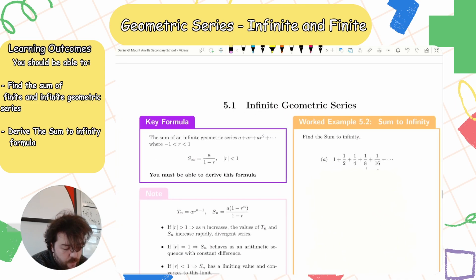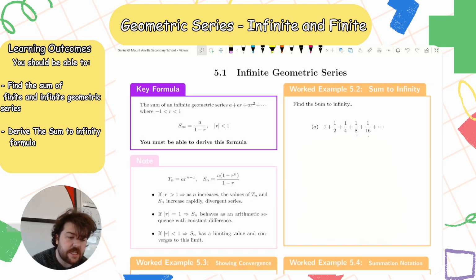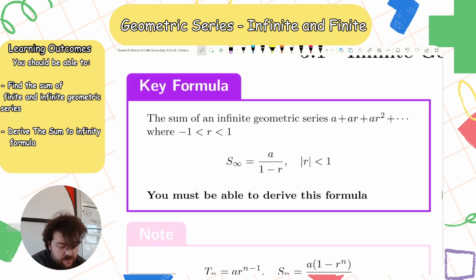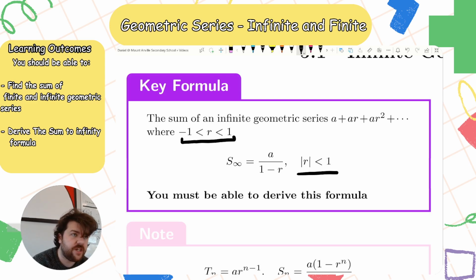So now, what about the case of if I have a geometric series that goes on forever and ever? This is when we're going to use the sum of an infinite geometric series. If my common ratio is between minus 1 and 1, i.e. the absolute value of my common ratio is less than 1, so if it's like a fraction, I can use this sum to infinity formula, which is just a over 1 minus r. You must be able to derive this formula, so I'll do that in a separate video.